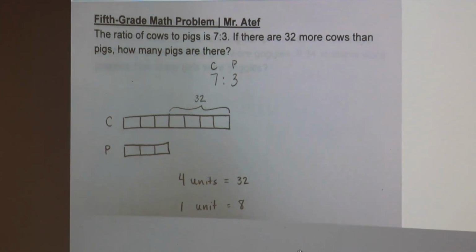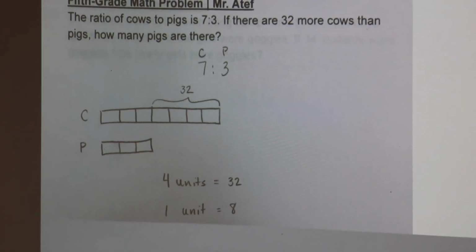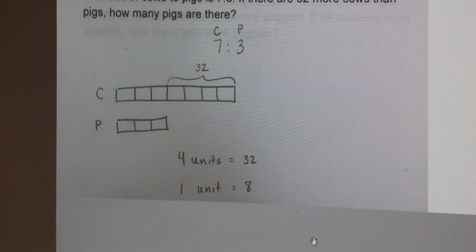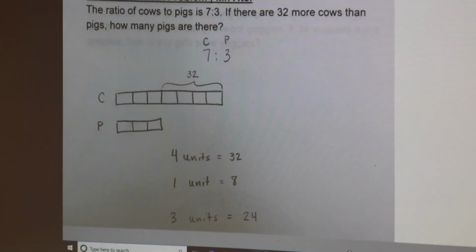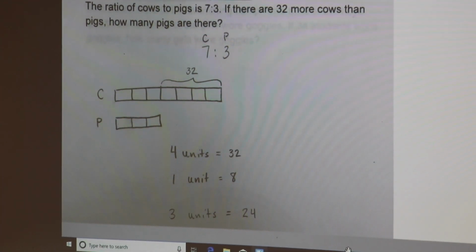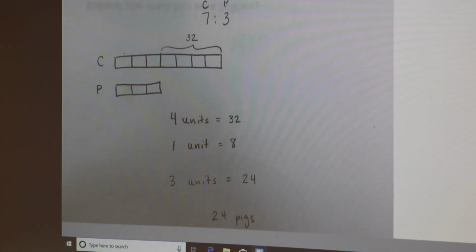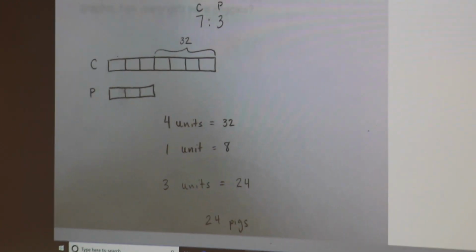In 5th grade, I wouldn't require them to do the division because they would be able to know that if I divide 32 by 4, I will get 1 unit equals 8. Then to figure out the pigs, they would say, okay, what does 3 units equal? Because 3 units is basically the answer to my problem, and 3 units equals 24. So from this bar model, they'll be able to see that there are 24 pigs.